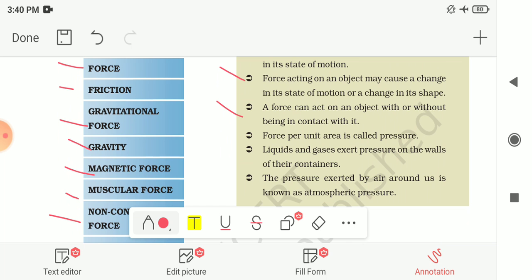Then we had seen that force can act on an object with or without being in contact with that object. The force per unit area is known as pressure, and like solids, liquids and gases also exert pressure on the walls of their containers, and the pressure which is exerted by the air around us is known as atmospheric pressure. So these are the things we had seen in this chapter.